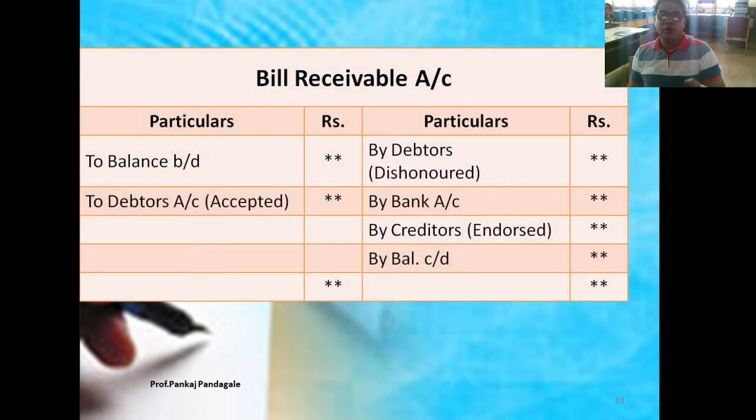Then, if the bill is dishonored, we put it by debtors: debtors account debit to bills receivable. If the bill is accepted, the entry is bills receivable account debit to debtors account; the debit side shows debtors. If the amount is received from the drawee, bank account debit to bills receivable. Suppose the bill is endorsed, then creditors account debit to bills receivable. In this way we prepare the bills receivable account.